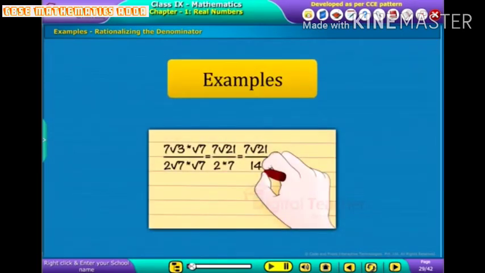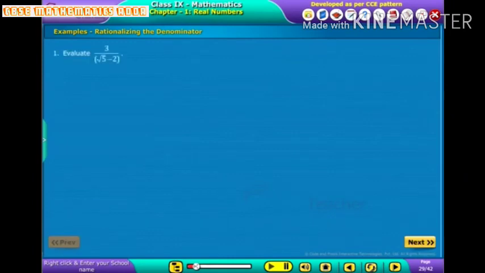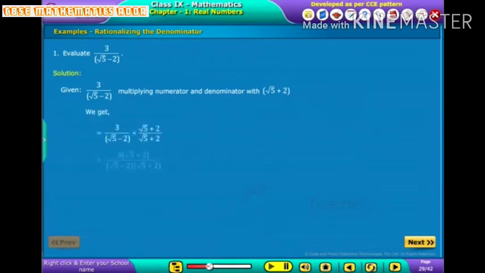Let us solve some example problems on rationalizing the denominator. Evaluate 3 by root 5 minus 2. Solution. Given expression is 3 by root 5 minus 2. Multiplying numerator and denominator with root 5 plus 2, we get as shown. Multiplying it further, we get 3 into root 5 plus 2 by root 5 minus 2 into root 5 plus 2.